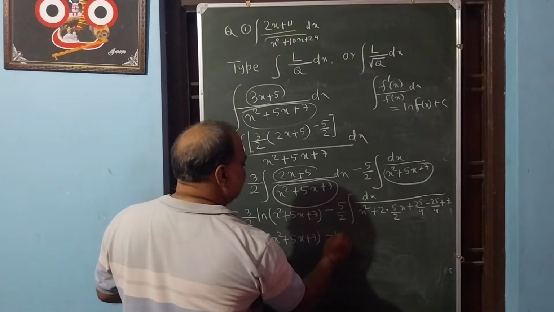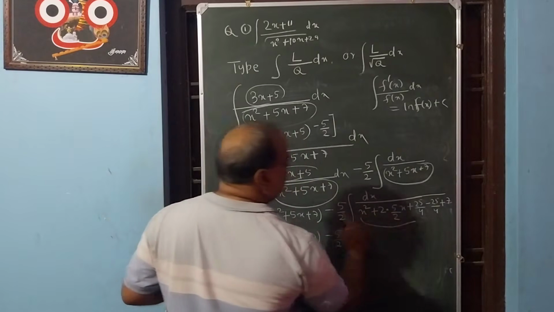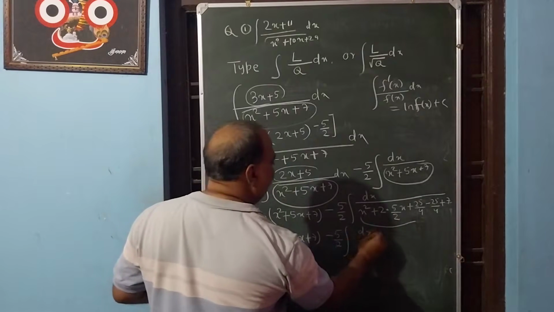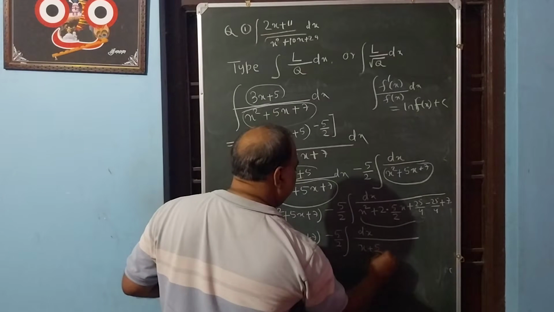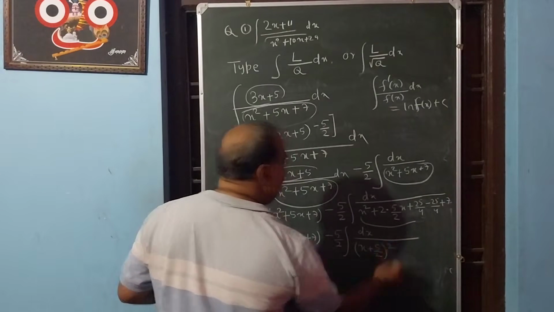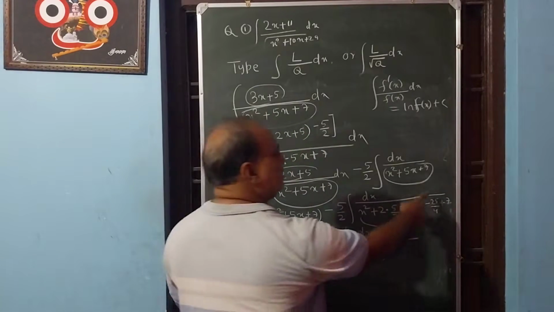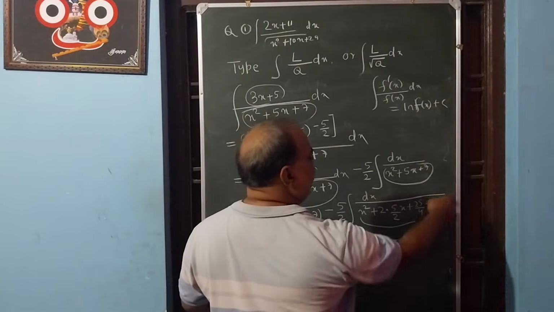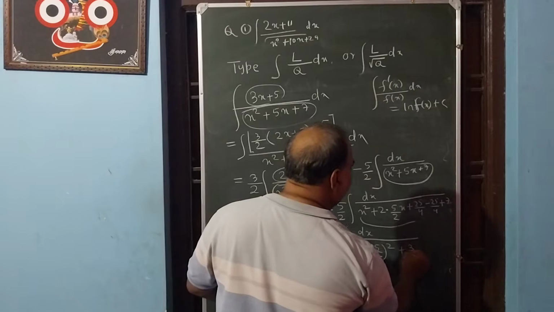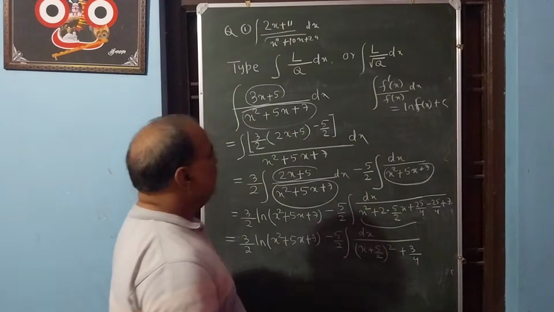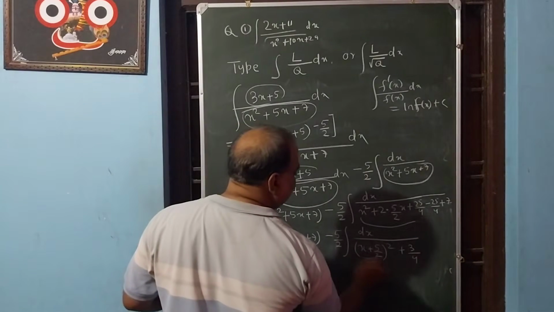Here minus 5 by 2. You see here it is the square of x plus 5 by 2 whole square, and here it is 4 into 7 is 28 minus 25, that will be 3 by 4. So now we have to put this quantity as a t.